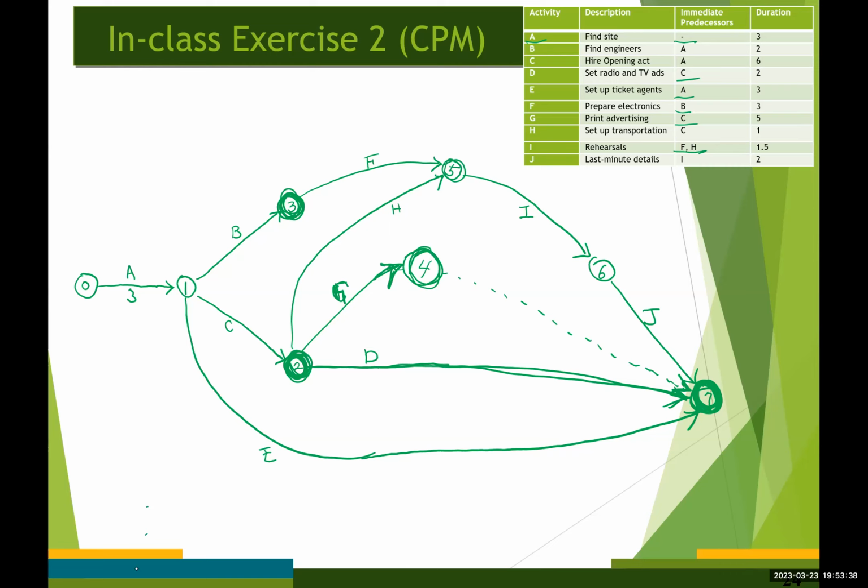Okay, so now let's compute the earliest time. As before, I'm going to have two squares for each event.